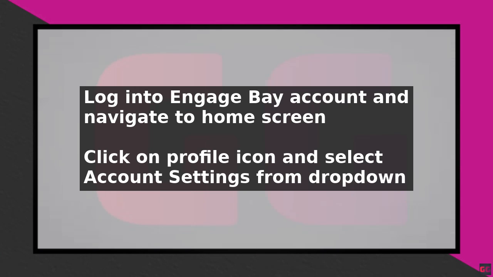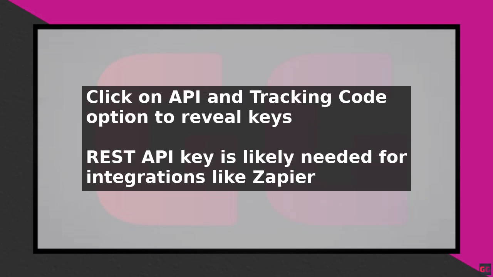screen. From there, click on your profile icon, located at the top right corner, and select Account Settings from the drop-down menu. This will take you to a new menu where you'll find the API and Tracking Code option. Clicking on this will reveal two types of API keys: the JavaScript API key and the REST API key.